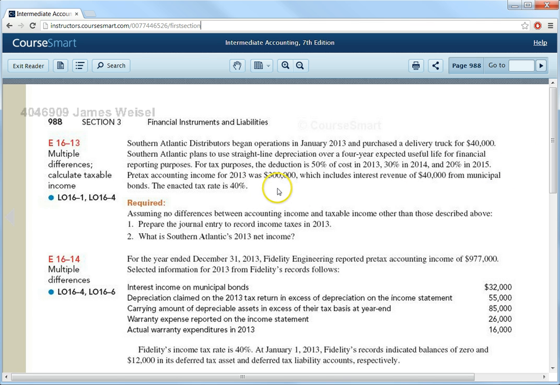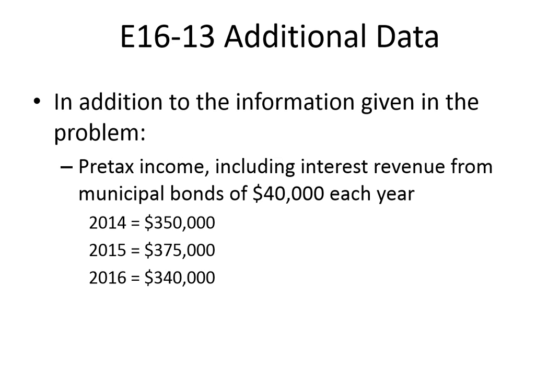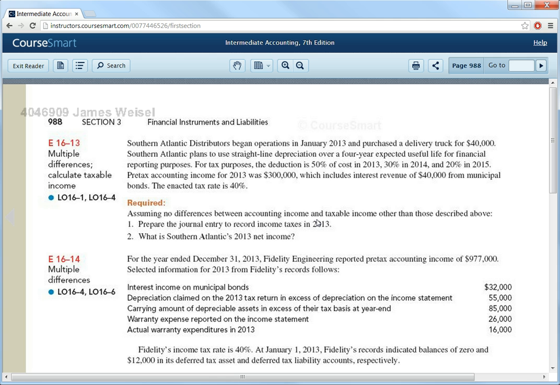Now what's provided in the problem is income for 2013, and I'm going to add some information to the problem, so that you can see how this deferred tax liability or deferred tax asset issue flows through in the entire process. So I'm going to add some additional information here with respect to income. We already have 2013 income; that's provided in the problem. Then we're going to assume that we also have income for 2014, 15, and 16. I just have varying amounts of income here, each year including $40,000 of municipal bond income. Okay, so our first job here is to figure out what happened in 2013.